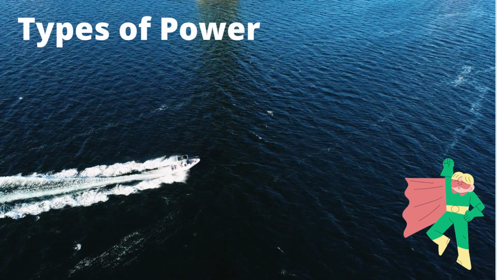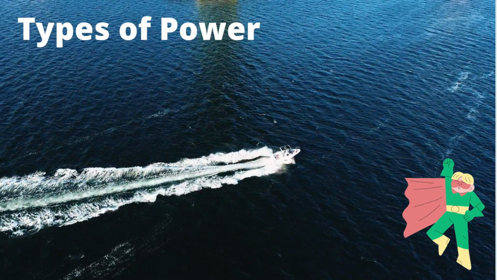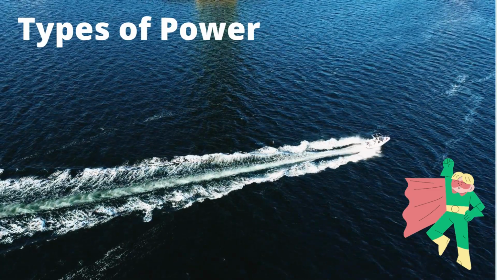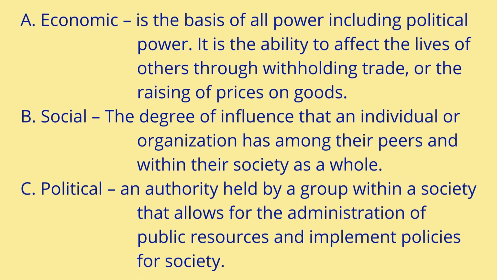Okay, now let's move on to the three types of power. There is an economic power, there's also social power, and the so-called political power. When we say economic power, it is the basis of all power, including political power. It is the ability to affect the lives of others through withholding trade or the raising of prices on goods.